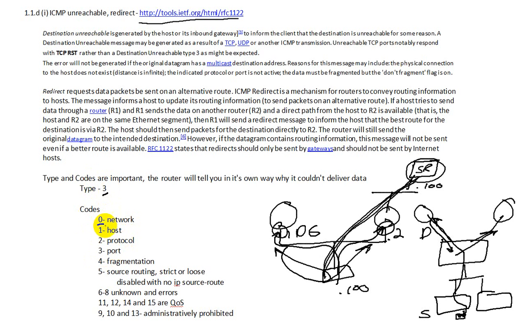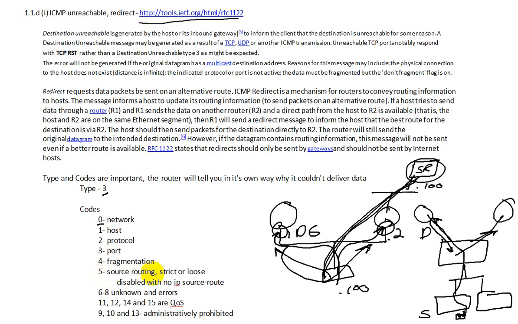If you get a type 3 code 0, meaning you can't reach that network. If you get a type 3 code 1, you can't reach that host. You can get to the network, but you can't get to the host. Code 2 is a protocol. Could be a translation issue between, say, PIM with multicast to OSPF, something to that effect. 4 is a fragmentation. We'll talk about more of that when we get to TCP and UDP operations when we talk about fragmentation, but that's the idea behind that.